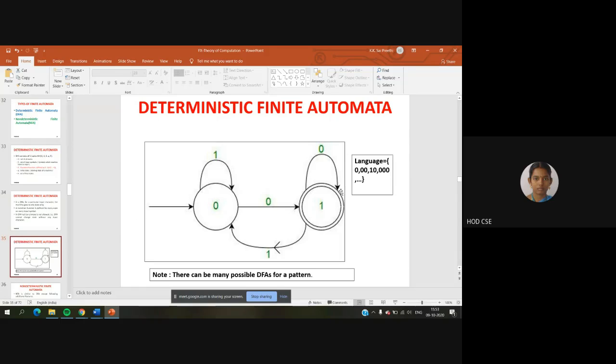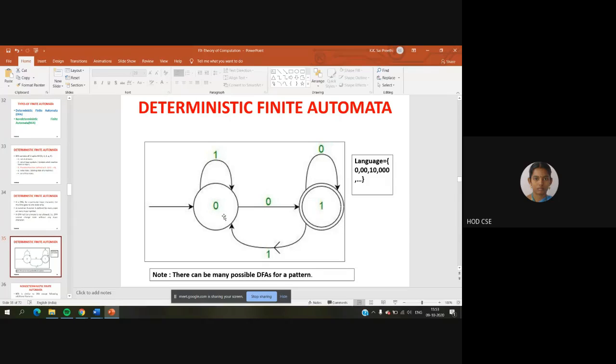Okay, one is denoted by a double circle. Whichever state is denoted by a double circle is called a final state. And there are the transitions. The transitions are denoted by a directed edge.